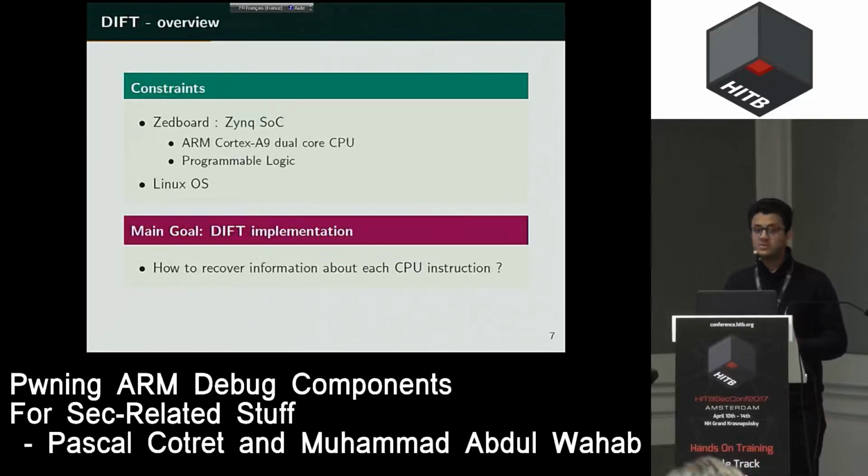So what we want to do is to protect the user-level code that runs on Linux, on the Zynq system on chip. And the first problem is we need to recover all information flows that happen during a program execution. So basically, we need to find a way to recover information about each CPU instruction that is being executed on the CPU.